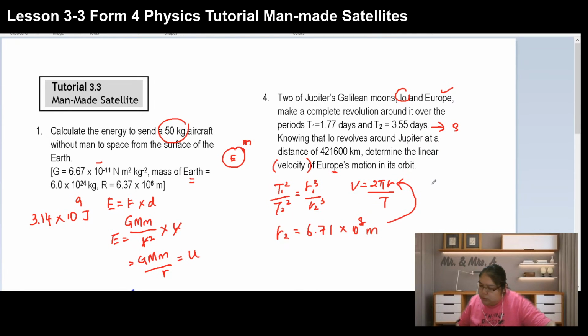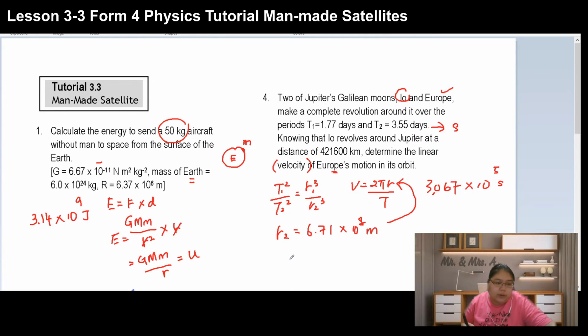3.55 days, times 24, and we find 3.02, so 3.07 times 10 to the power of 5 seconds. So this is what we need to do, the time taken. After that, we put the converted time into the whole formula.